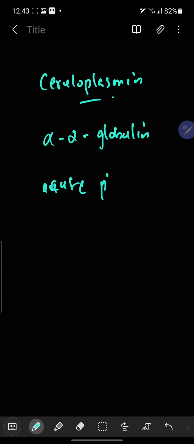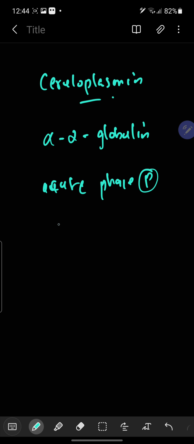Ceruloplasmin. This is a plasma protein, and it is an alpha 2 globulin. Okay, it is an acute phase protein. An acute phase protein is a plasma protein which increases several fold during inflammatory conditions and neoplastic conditions. Okay, so that is acute phase protein.